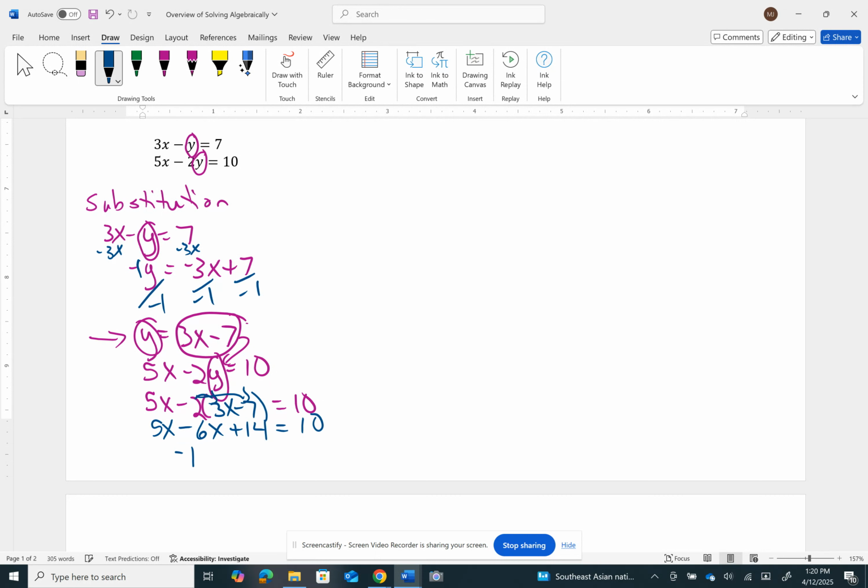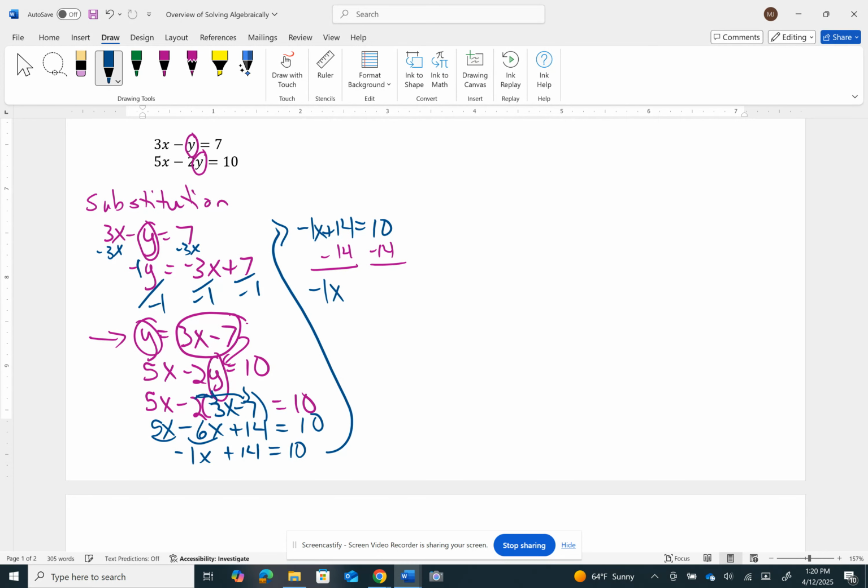Then combine your like terms. These two combine. And then keep working until you get that x by itself. So you'd have to subtract the 14. So you'd have your negative 1x equals negative 14. And now we can divide by negative 1, top and bottom. So x would be 4.